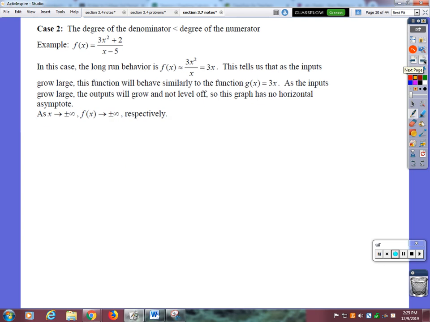Top heavy, there you go. So another one that you could have is where the highest exponent on top is larger than the highest exponent on the bottom. In that case, we're going to refer to this as top heavy. And when you are top heavy, that means no horizontal asymptotes. Okay? So when the highest exponent on top is larger than the highest exponent on the bottom, then there won't be any horizontal asymptotes. As x approaches infinity or negative infinity, the graph will either go up forever or go down forever. Okay? And then what's the third case?